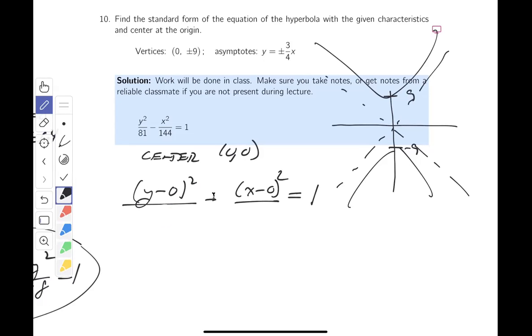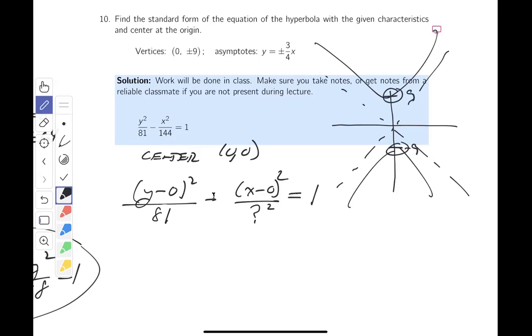All right. Now, what else do I know? I know the vertices over here. I'm just going to plug them in. I think by plugging in, I'll be able to figure this thing out. I know x is 0, so the second term disappears, and y is plus or minus 9. Plus or minus 9 minus 0 is plus or minus 9, and that squared is 81. So this must be 81. This is the thing I don't know.